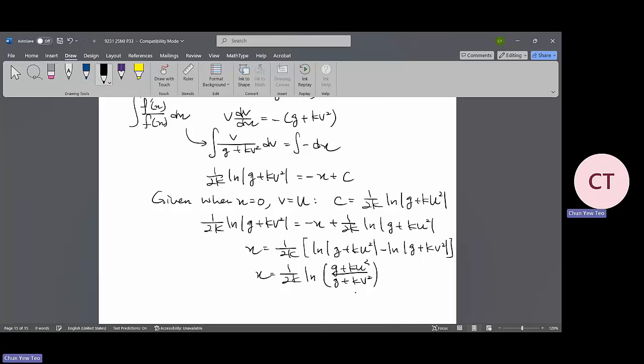What is the reason we changed the modulus to bracket? Actually, everything is all positive, so there's no need to put modulus anymore. Okay, so shown, done for part A.